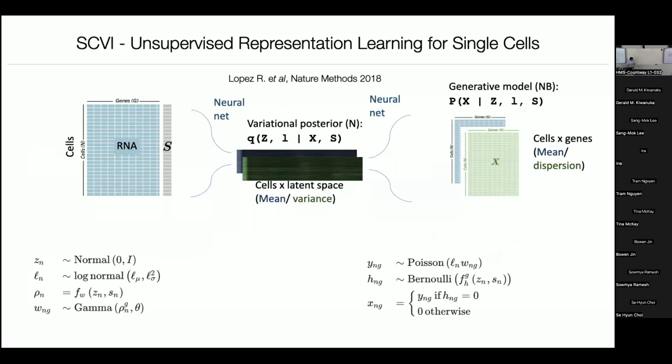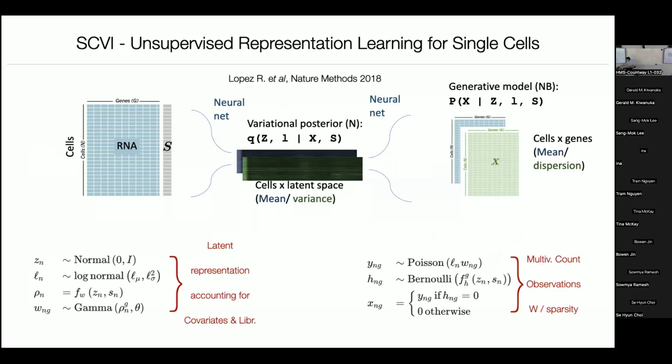Okay, so going back, scVI was actually the first variational autoencoder-based framework to analyze single cell data, in which we take a cell by gene matrix, and we obtain the variational posterior, which is the embedding that I was showing you before. This variational posterior of the parameter z will be what captures the latent representation of the data, to then reconstruct the data in a denoised manner.